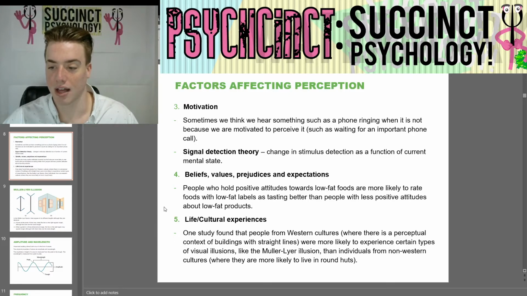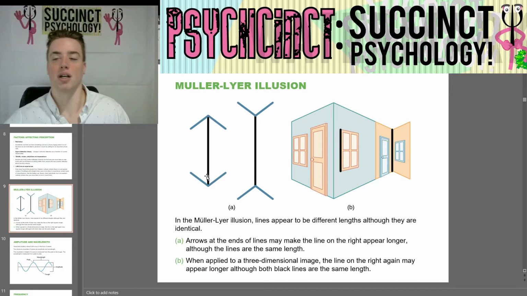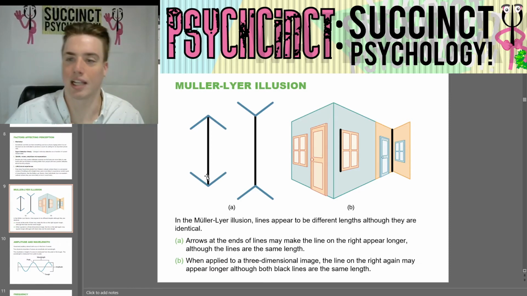And next, we have life and cultural experiences. One study found that people from Western cultures, where there is a perceptual context of buildings with straight lines, were more likely to experience certain types of visual illusions, like the Müller-Lyer illusion, than individuals from non-Western cultures, where they are more likely to live in round huts. But we'll just say Mueller, just to make it easier.